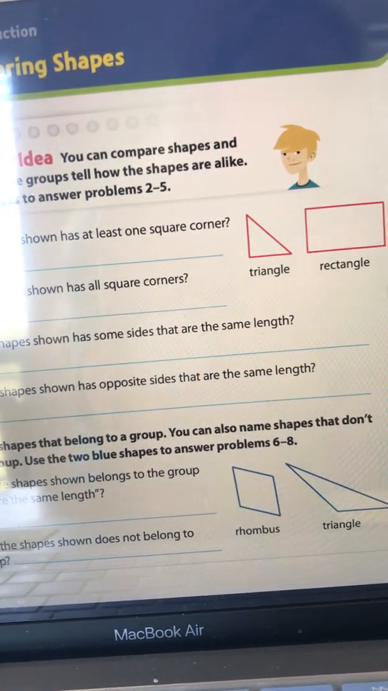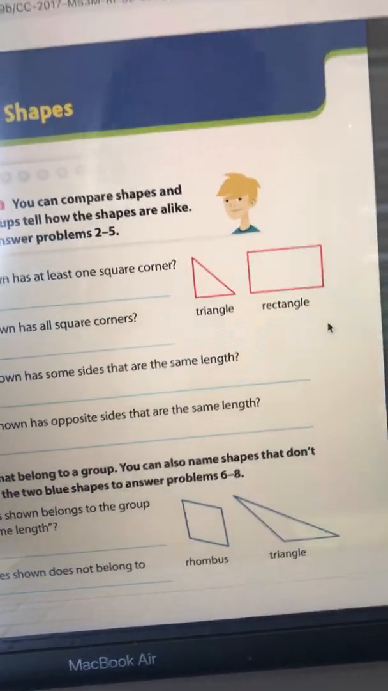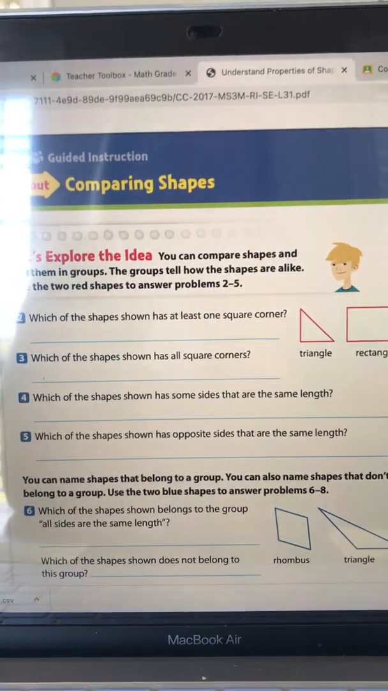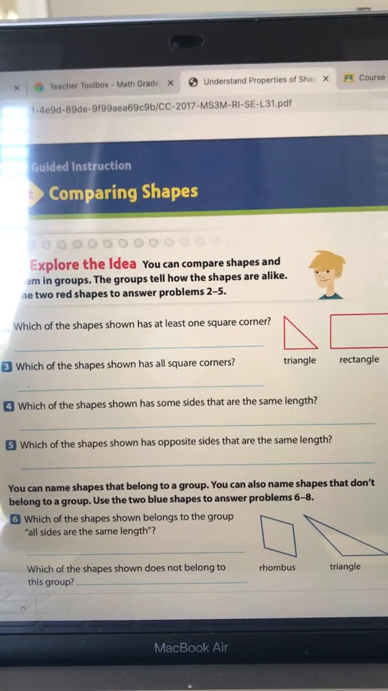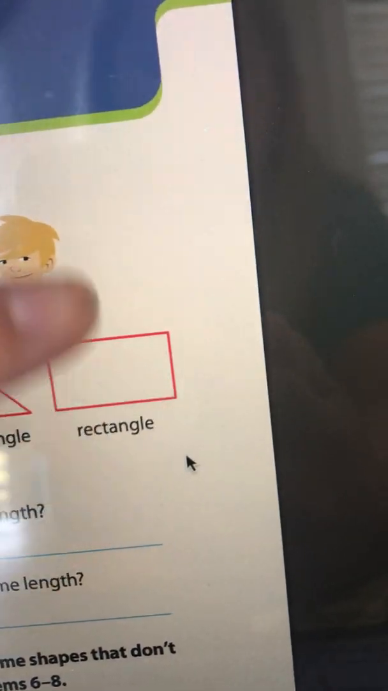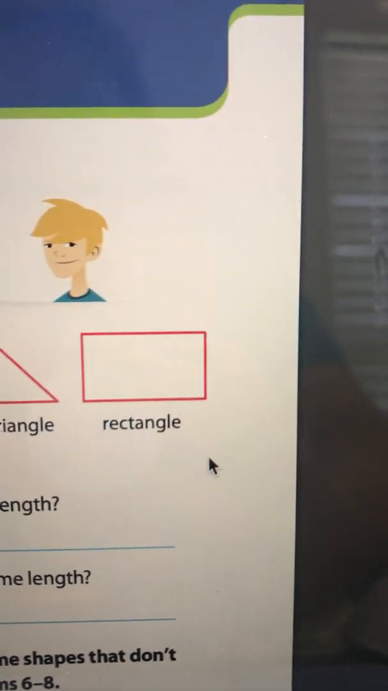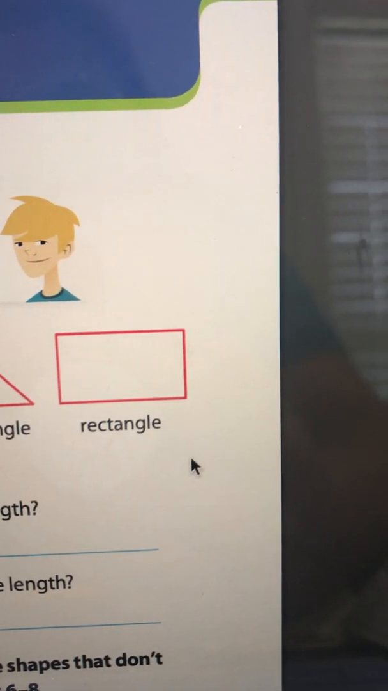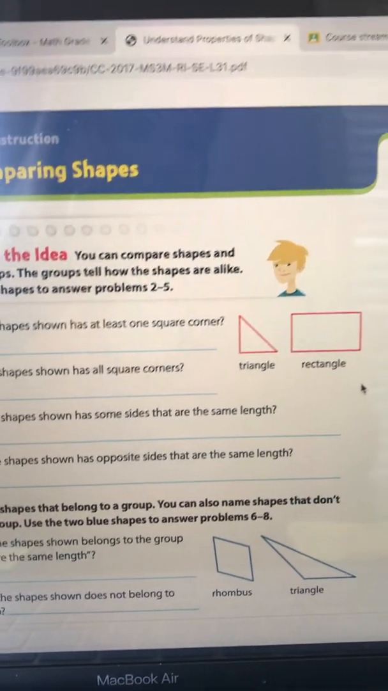Let's look at number 5. Which of the shapes shown has opposite sides that are the same length? Well, a triangle wouldn't have opposite sides, would it? Because it only has 3 sides. What about a rectangle? Remember, opposite means across. Do you see how the top and the bottom are exactly the same? Then the left and the right are exactly the same. So number 5, it would be a rectangle. The rectangle has opposite sides that are the same length.